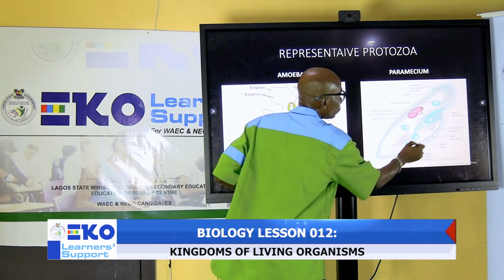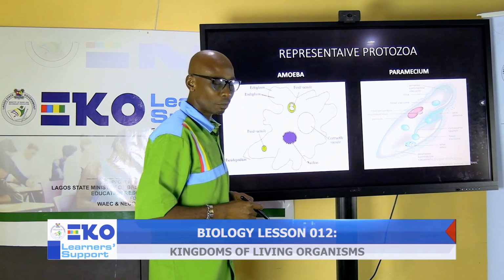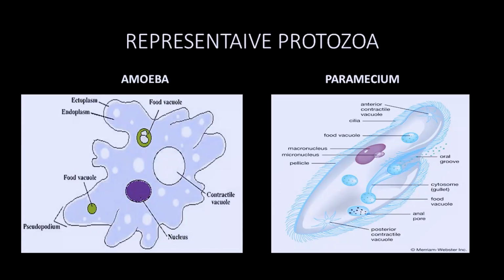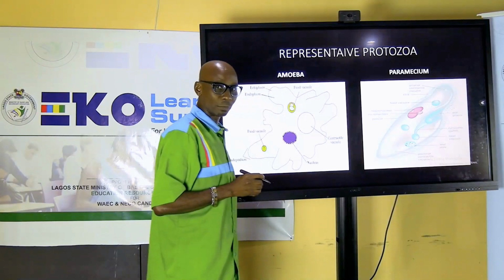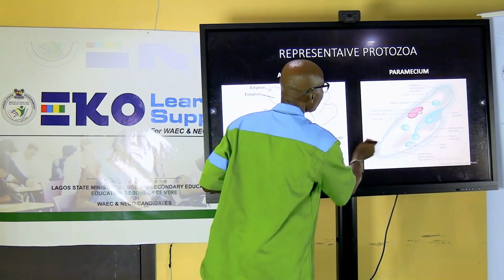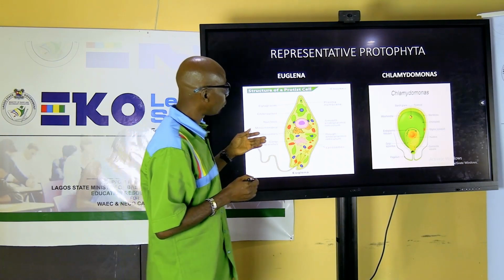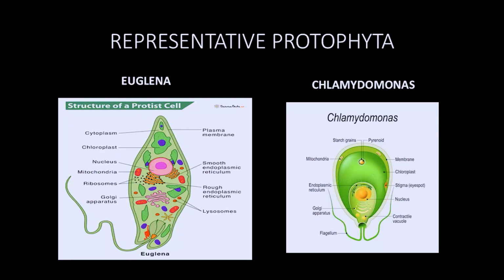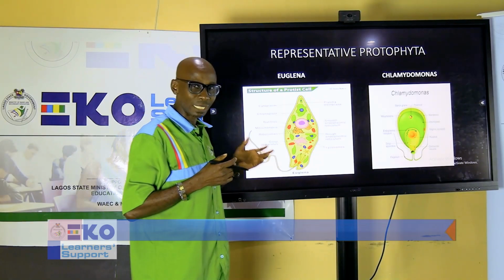The hair-like structures that surround the paramecium are called cilia. Cilium is singular, cilia is plural. So if you label one part, cilium; if you label two or more hair-like structures on the body of paramecium, you call it cilia. One is cilium, two is cilia. This is a representative of the protophyta. We have Euglena and Chlamydomonas. Now, one spectacular thing about Euglena is it can behave as an animal at some point.